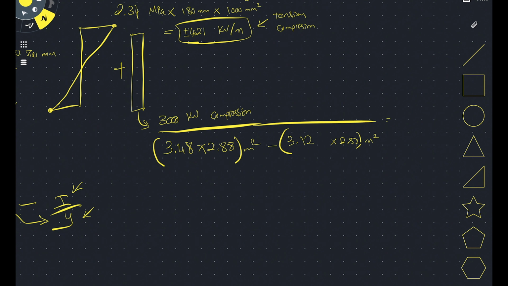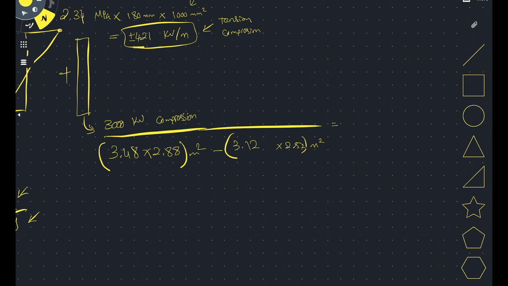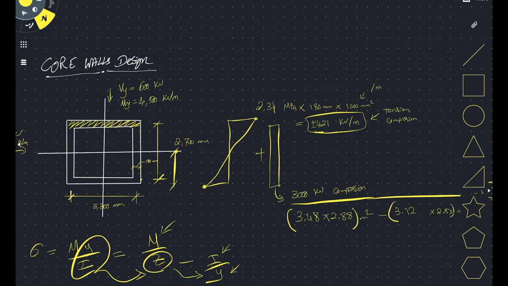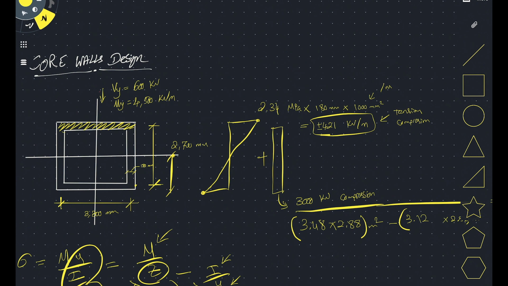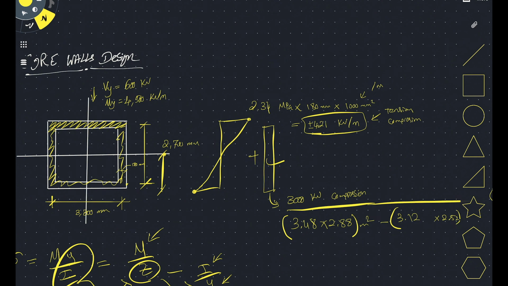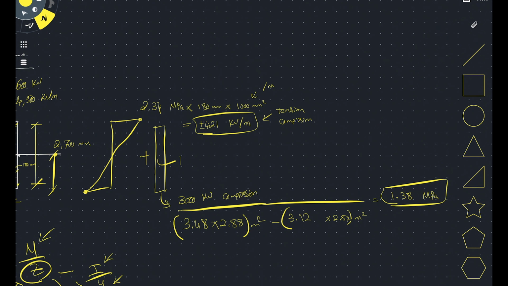and that gives me my compression stress, which works out to be 1.38 MPa. This compression stress is compressing the core uniformly, acting across the whole core, giving me a uniform compression of 1.38 MPa. So at the end of the day, my stress is going to end up looking with less tension and more compression because of my axial load.